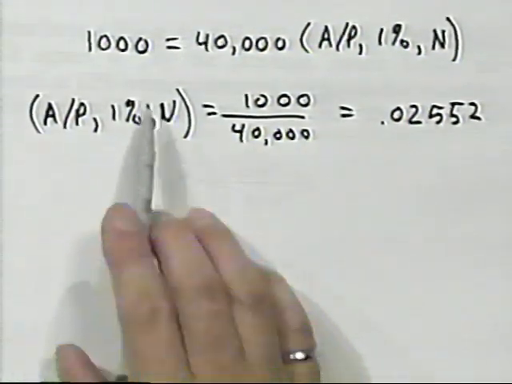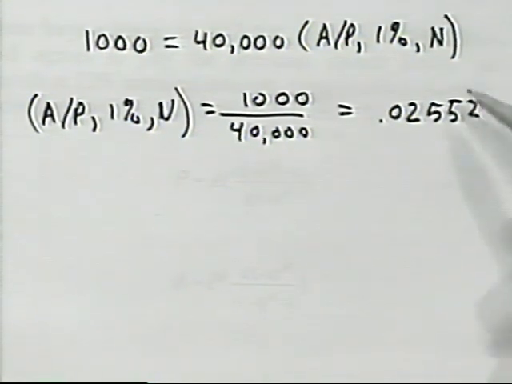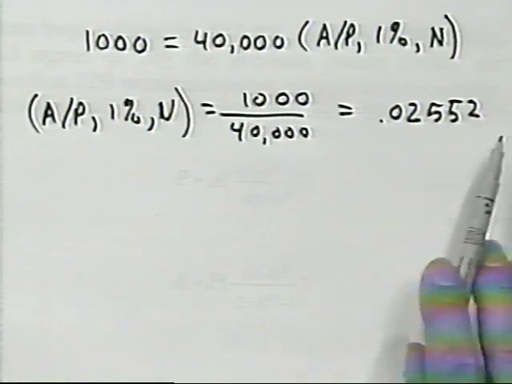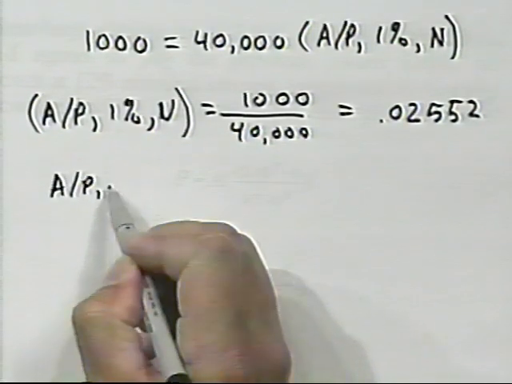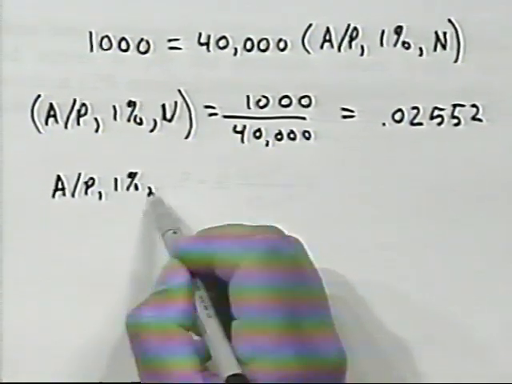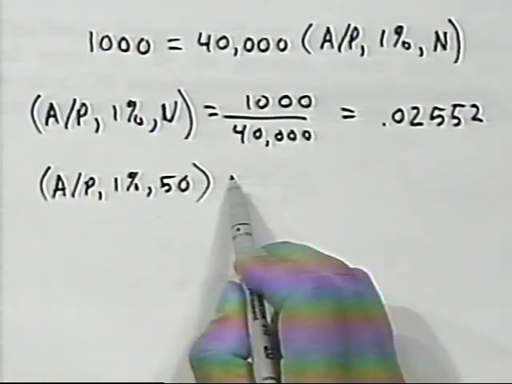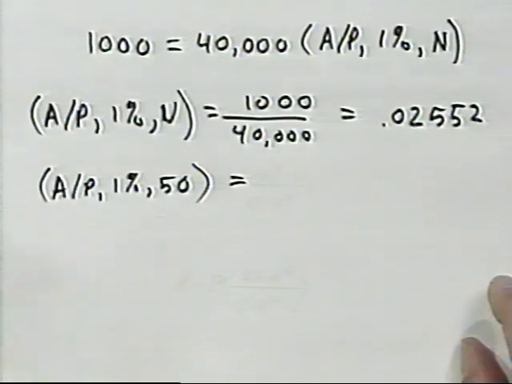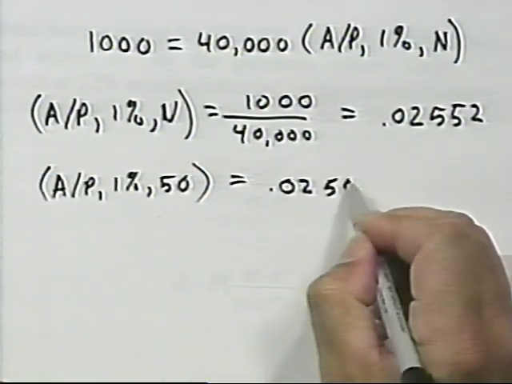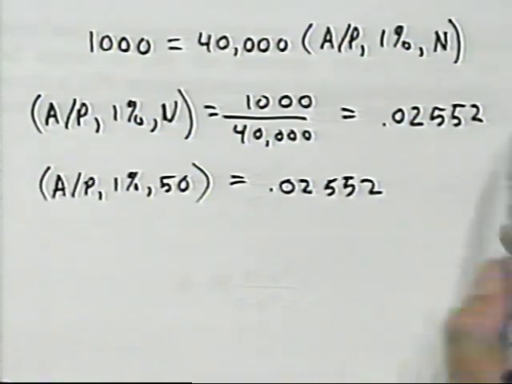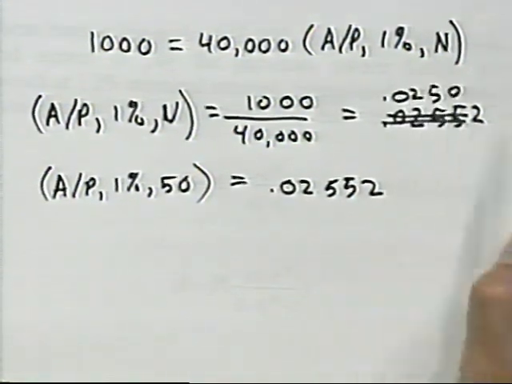And then we look up in the 1% interest table for values of n that bracket, that is to say, are larger and smaller than the amount we're aiming at. If we look in the interest table, we find that at the 50-month mark, the value of the capital recovery factor is 0.02552, and I made a mistake up here, of course. That's 0.0250.